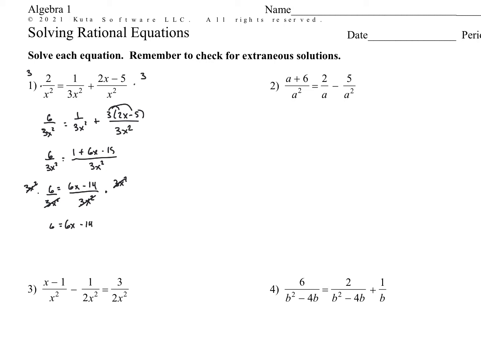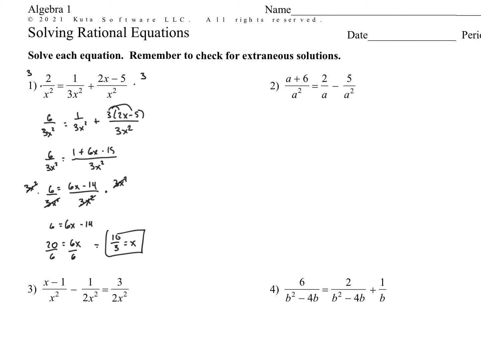Okay, add 14 to both sides. 20 is equal to 6x. Okay, and we get that 10 over 3 is equal to x. Let's go on to the next one.